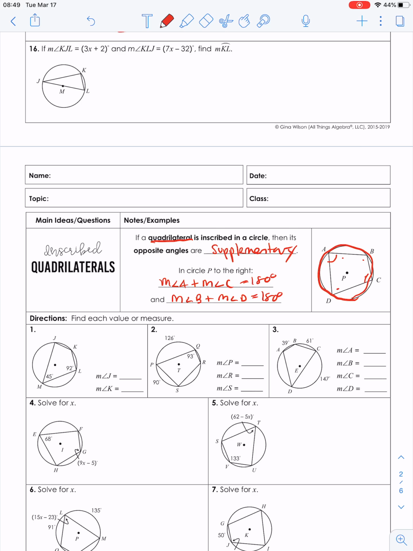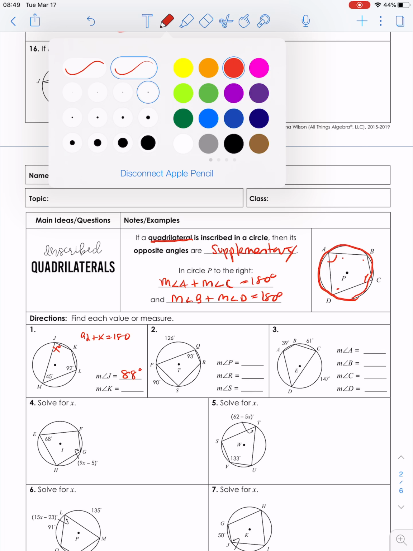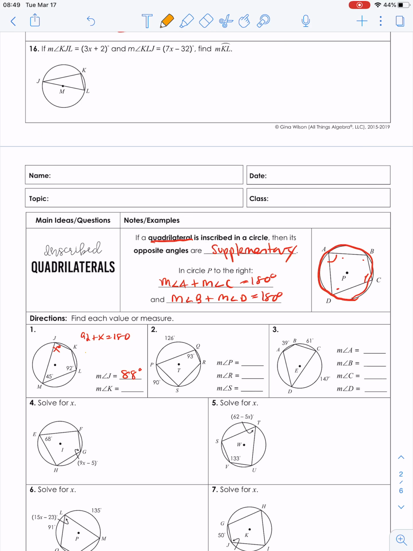So knowing that, we can solve these quite easily. We're looking for J, and we know its opposite angle is 92. So we can say 92 plus x equals 180, which means J equals 88 degrees. Same thing for K. 45 plus y equals 180 degrees, which means K is 135 degrees.